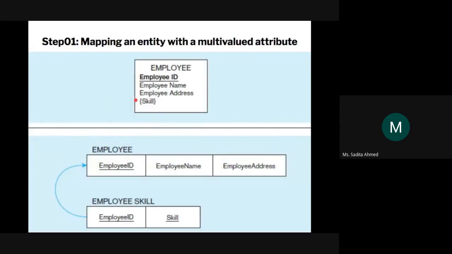Multi-valued attribute, however, is a different thing. Multi-valued attribute, for example, here, do we have a multi-valued attribute, guys, in this entity? Yes, ma'am. Skill. Skills. That's right. So skill is a multi-valued attribute. And what does that mean?